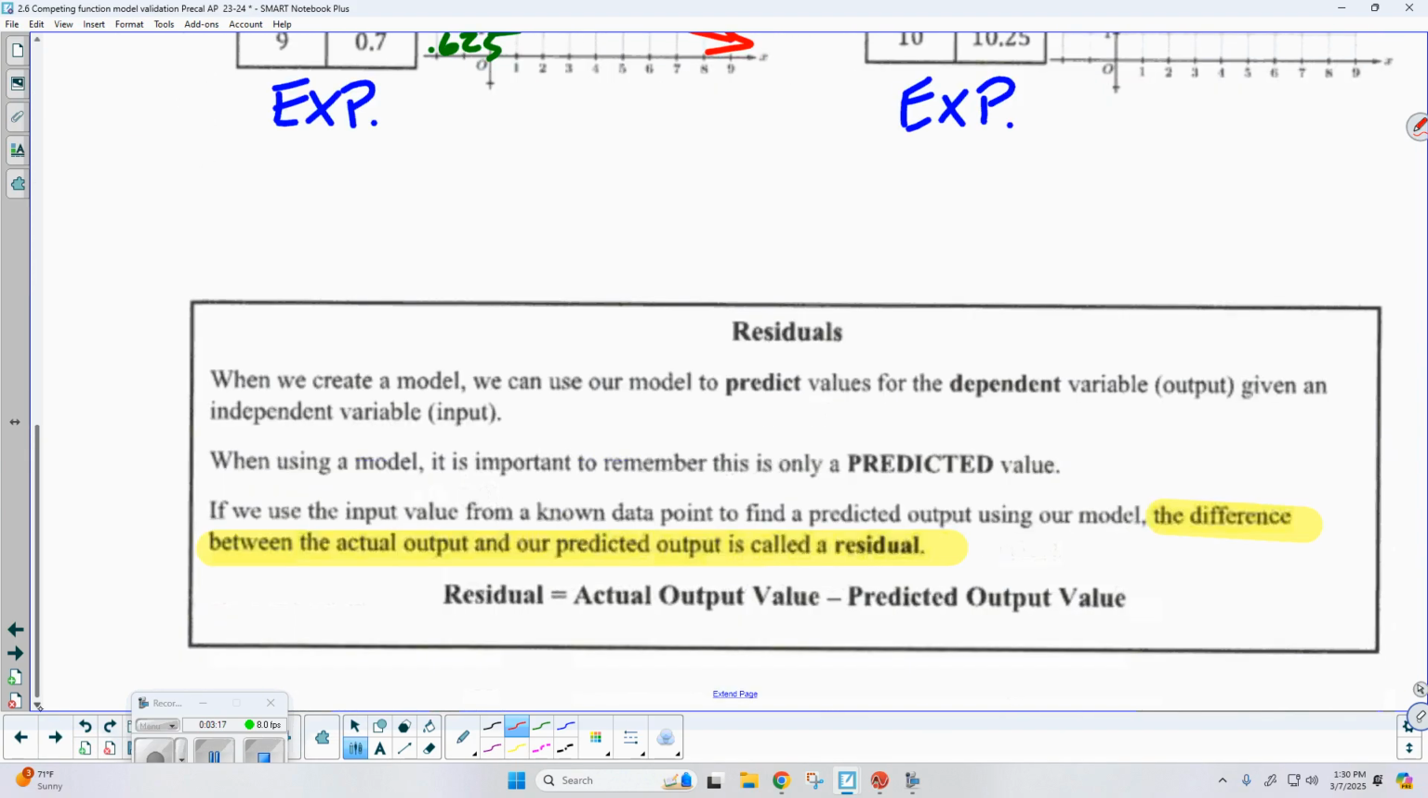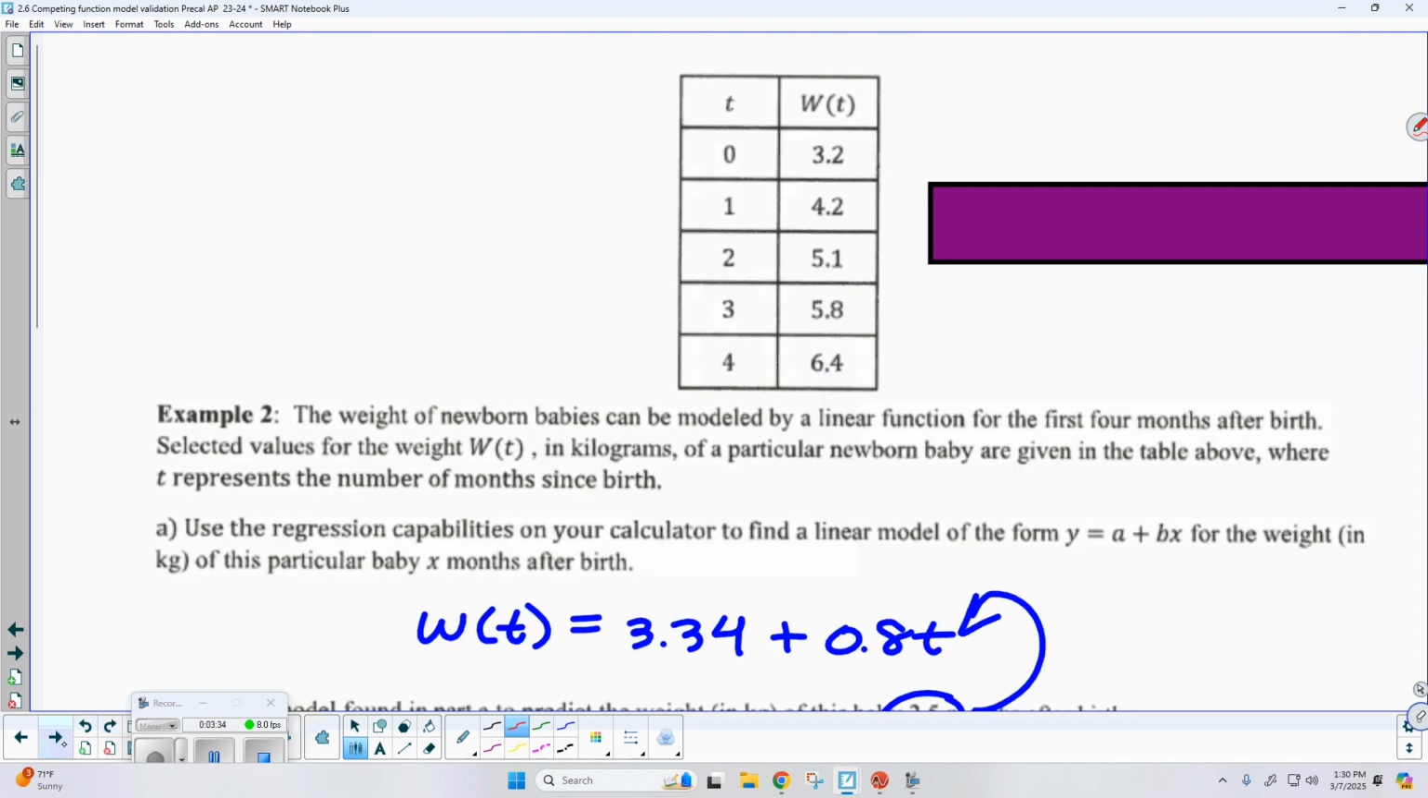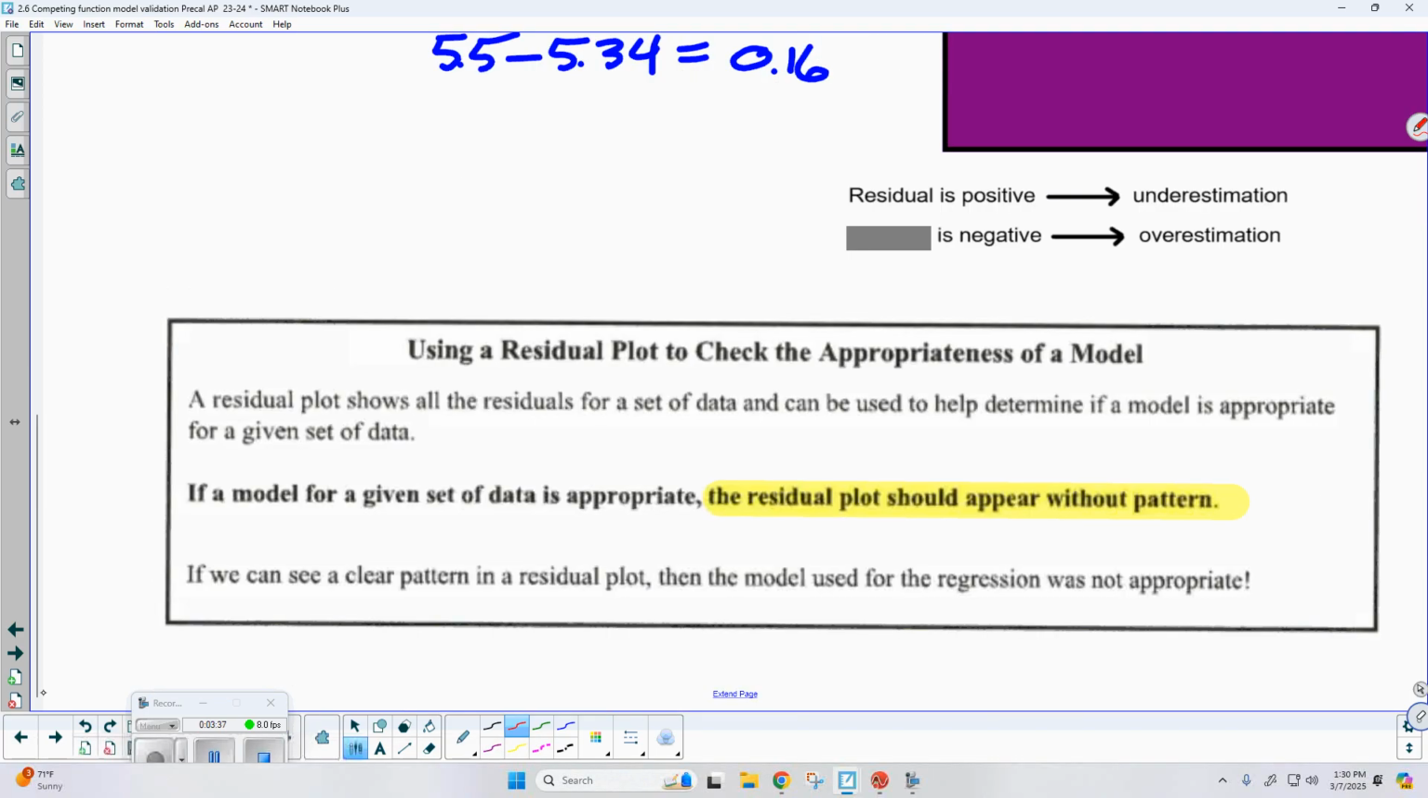Now, I brought up the idea of residuals again. Okay, so a residual is simply the difference between an actual output, that value from the data table, and your predicted output, which came from our regression model. We went ahead and did another example with the weight of babies, but here is how we're going to finish up our 2.6 notes, using a residual plot to check the appropriateness of a model.